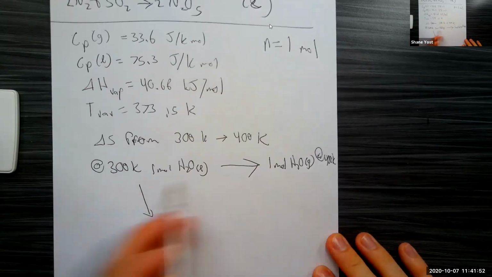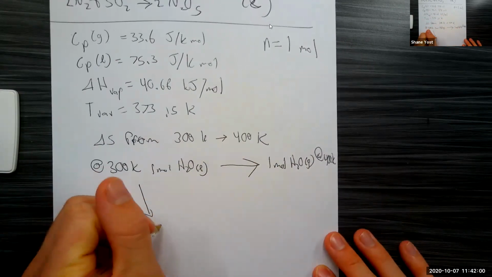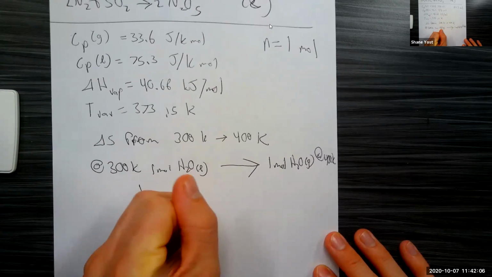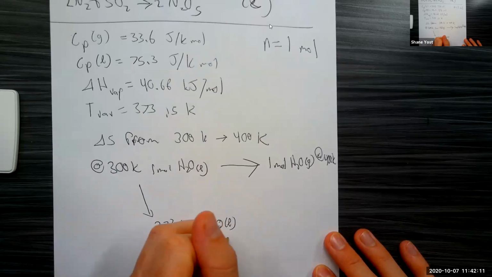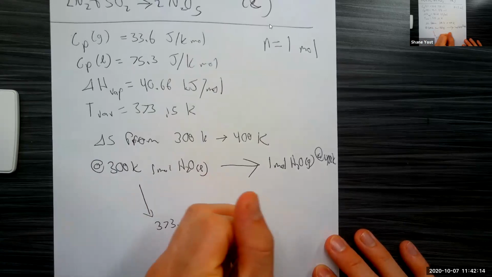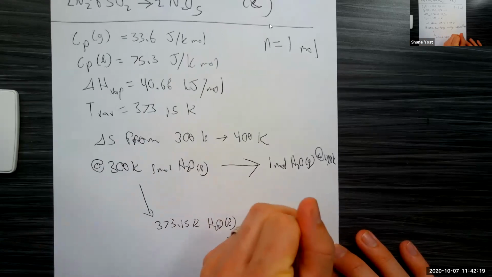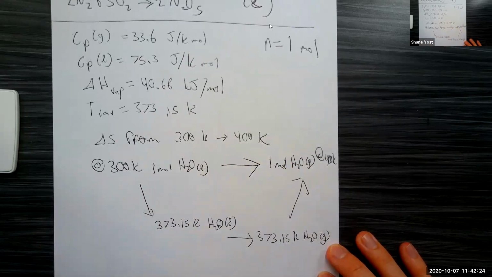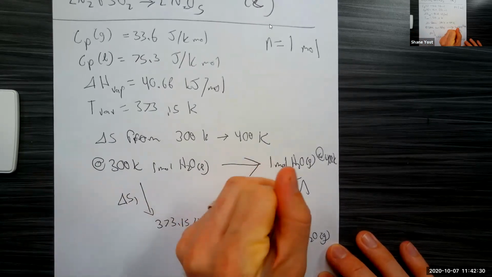So to get this change from 300 Kelvin to 400 Kelvin, liquid to gas, first I have to heat up my liquid to 373.15 Kelvin. I then change that H2O liquid to H2O gas at 373.15 Kelvin, and then I heat my gas up. So I have delta S1, delta S2, delta S3.